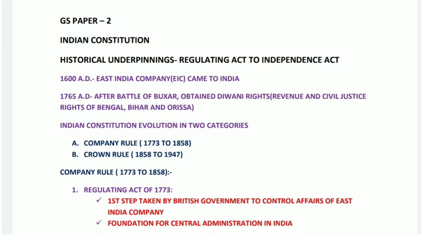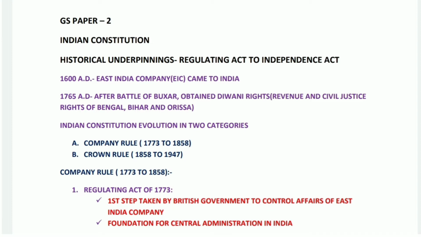And in the meanwhile, many regulations, legislations, laws were passed by the British which influenced our constitution in many ways. So let's discuss what are those legislations. And in order to understand the work of the British, these legislations and laws are divided into two categories. The first one is company rule, which is from 1773 to 1858, and this will be discussed in this video. And the second one is crown rule, which is from 1858 to 1947.